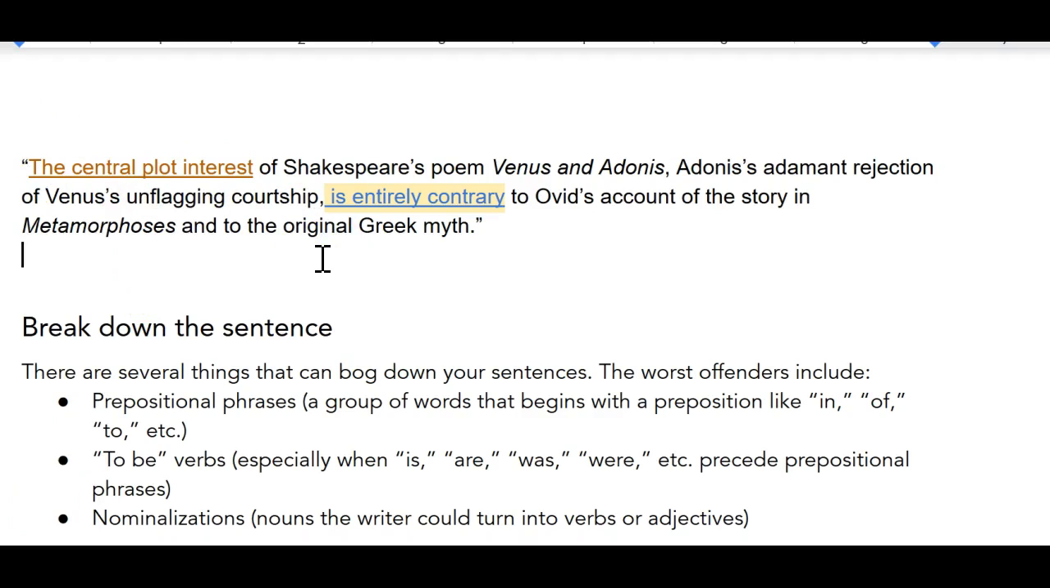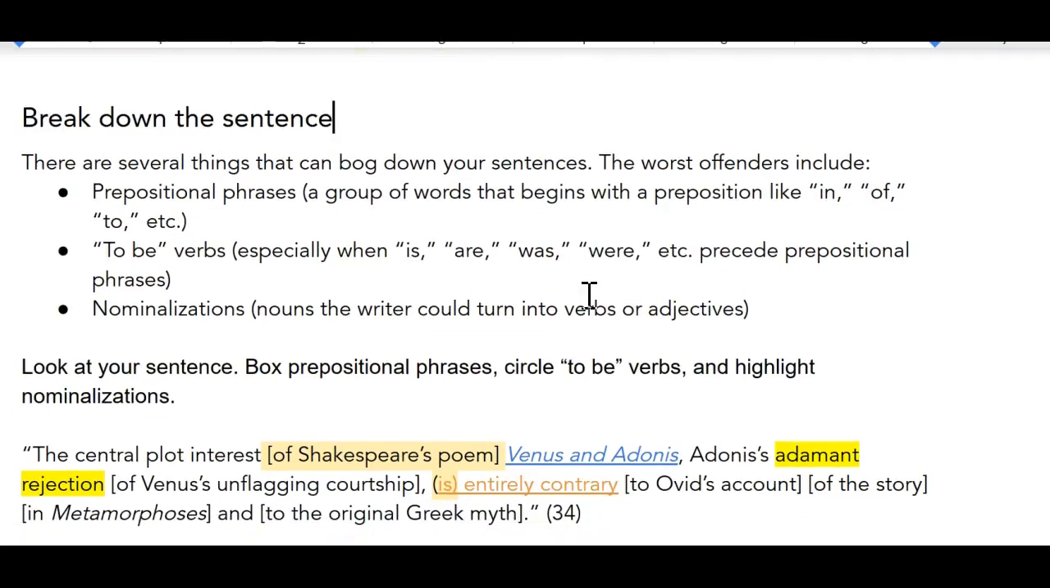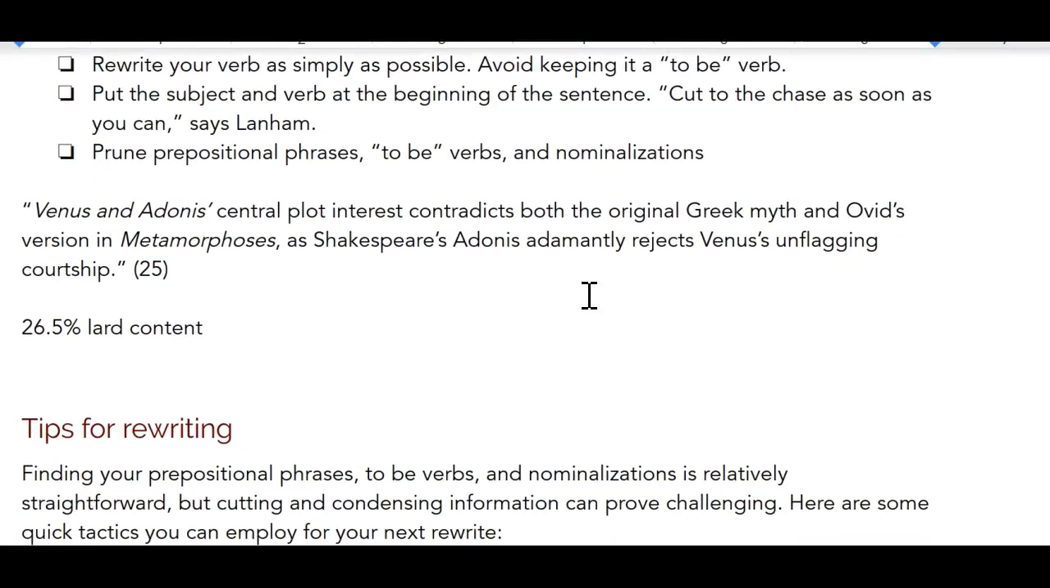Venus and Adonis is also a good one if you didn't steal it from somebody else. It's a good example of a nominalization. So instead of contrary, it would be contradict. So I think I would rewrite this as Adonis's rejection of Venus's unflagging courtship contradicts Ovid's account in Metamorphosis. It contradicts both the original Greek myth and Ovid's version.